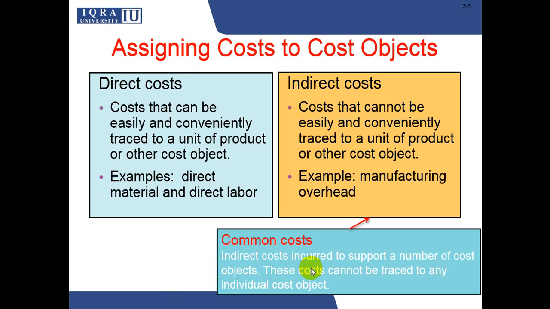Indirect costs are incurred to support a number of cost objects. These costs cannot be traced to any individual cost object. That's why it's called common cost. The total of all the indirect costs is called overhead, right? So now we are going to discuss the other costs, other than the direct cost and indirect cost.